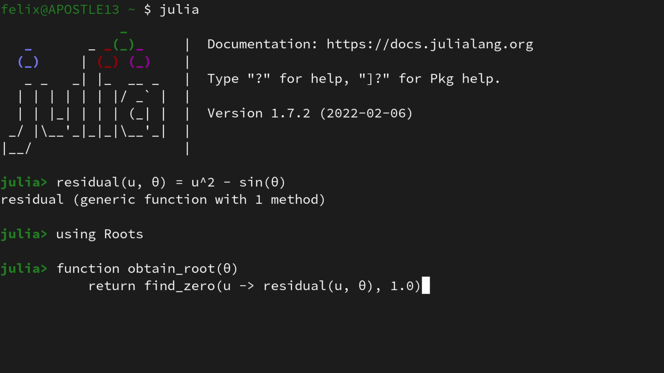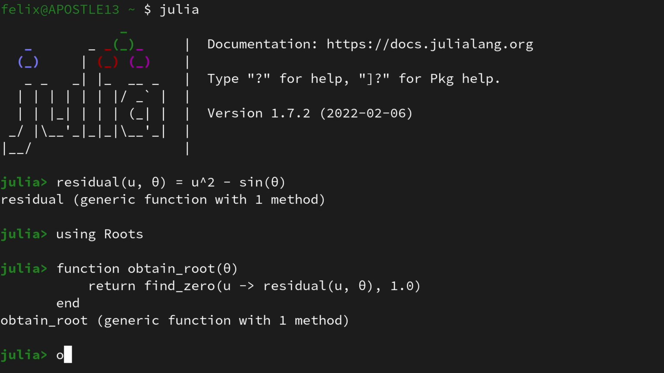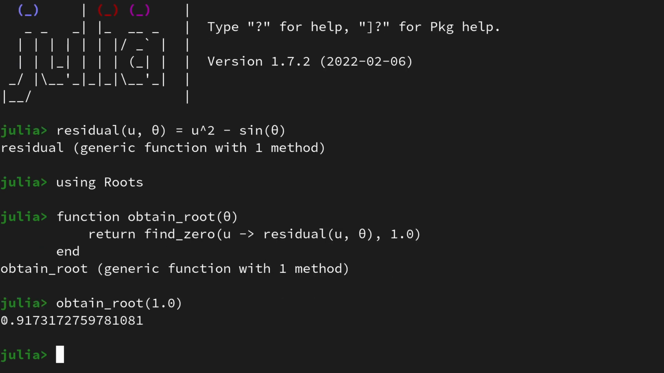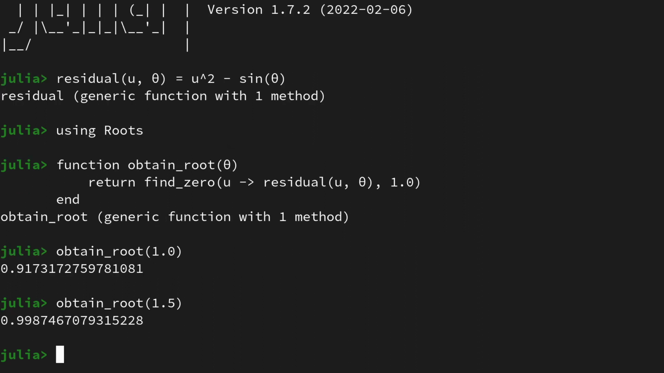And for the simplicity, I will use 1.0 here, since I just don't want to focus too much on the root finding problem, but be advised that this is usually a crucial part, and if this particular point does not converge, then all the subsequent steps we're going to do will also not work. Okay, let's end this function and let me quickly show you how that works. So this obtain_root is queried with a certain value. Let's for instance take 1.0 here, and then this gives us the value of the root to this residual equation. And of course you can play around with it. For instance, take 1.5 and get a different root value.